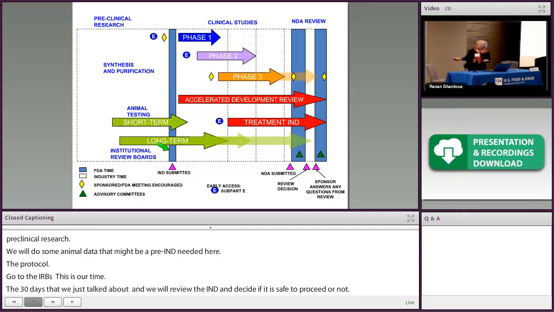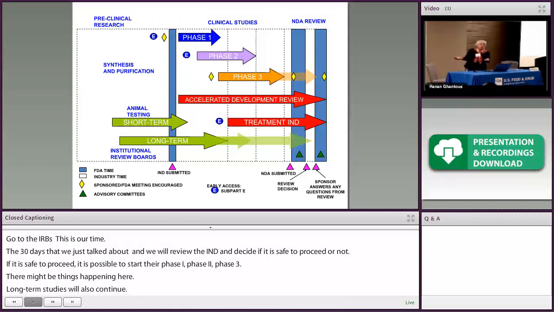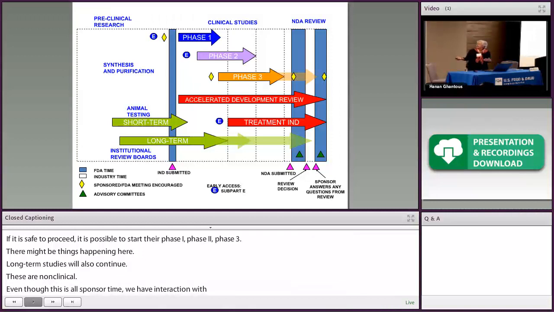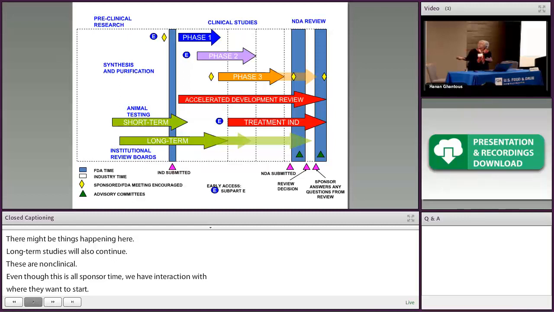These are non-clinical. And during this time, even though this is all sponsor time, we have interaction with the sponsor all the time. Every protocol that they want to start or they write, it's sent to us. All the non-clinical studies that are finished will be sent to us. So there are meetings here, a lot of meetings, so there's a lot of interactions. And then if something goes wrong, the sponsor can go on hold anytime here too.